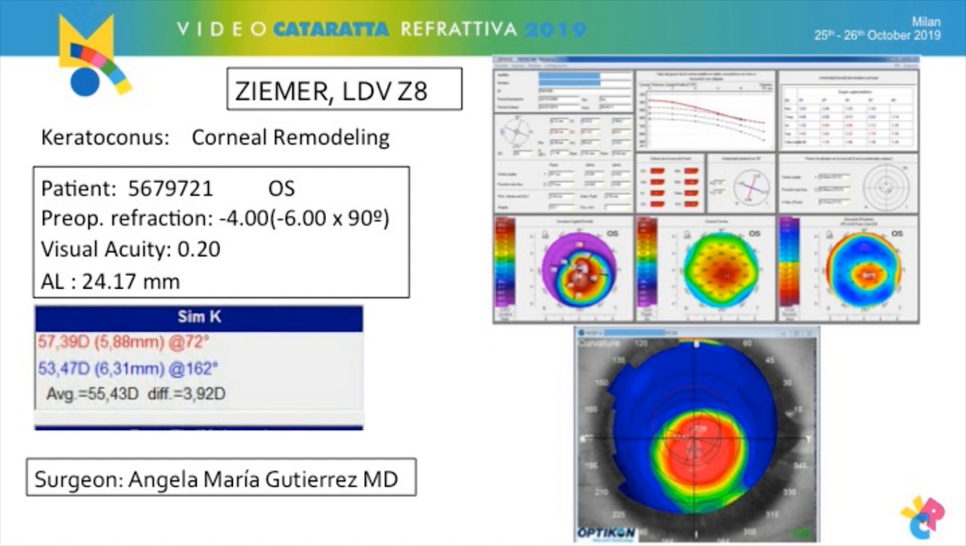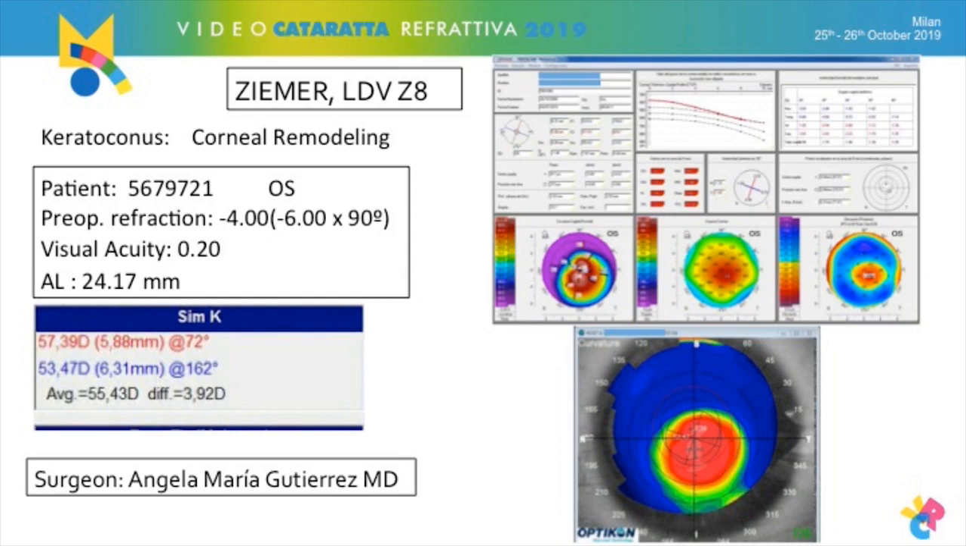The refraction is -4, -6 at 90 degrees. The keratometry is 57 at 72 degrees and 53 at 162 degrees. The axial length is 24.17, and this is the topography. You can see that the topography is decentered, the conus is inferior and temporal. And let me show you what will be the geometrical figure.